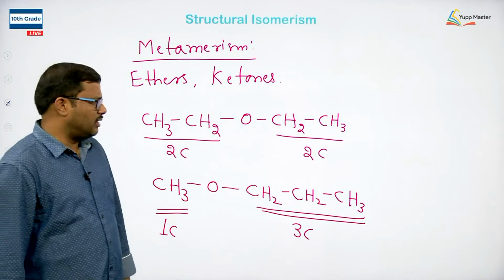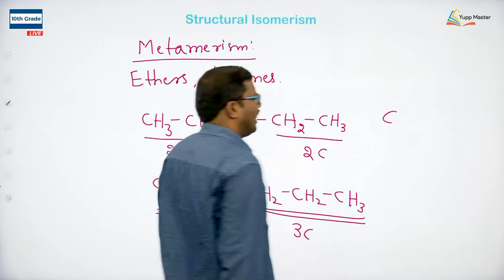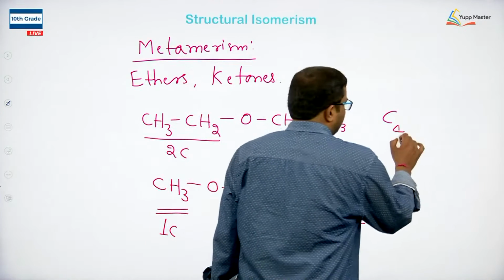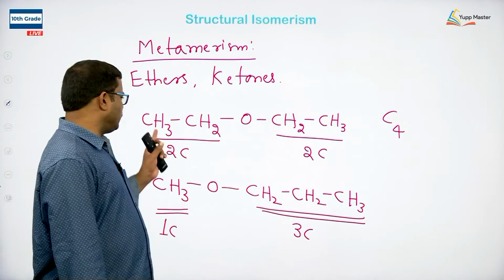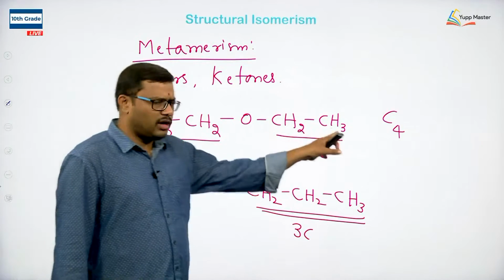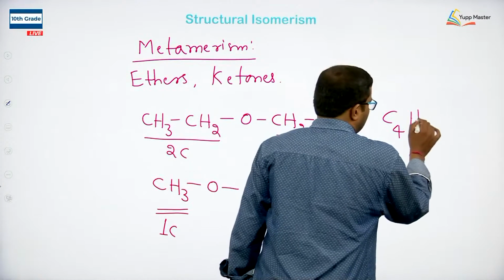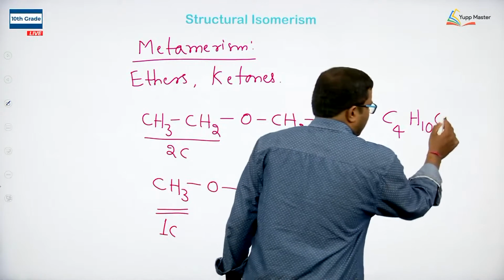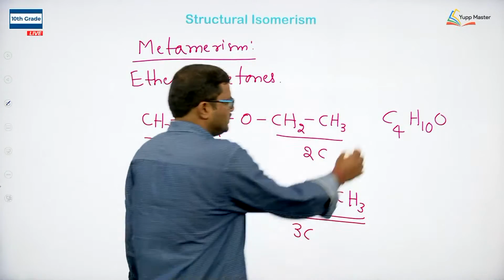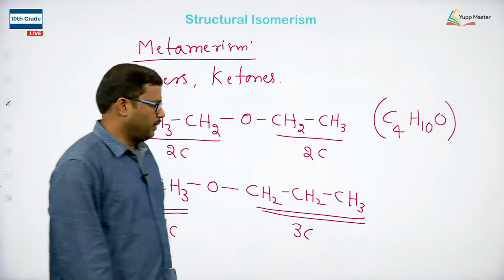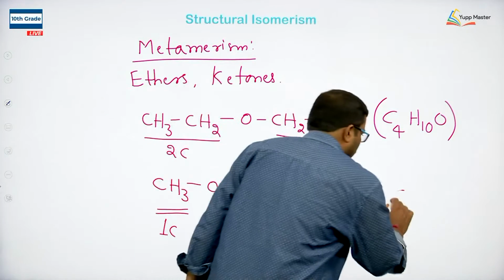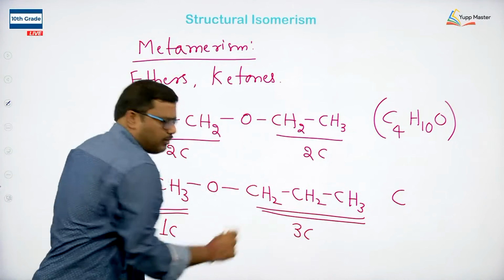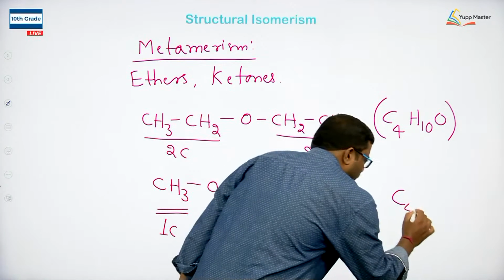If I write the chemical formula of this compound, 2 carbons on each side, total 4 carbons, so C4. For the hydrogen, this side we have 5 hydrogens and this side we have 5 hydrogens, so the total number of hydrogens is 10, so it is H10, and 1 oxygen atom, so I write it as O. Okay, this is the chemical formula of the first compound. Look at the chemical formula of the second compound. Here, this side we have 1 carbon atom and this side we have 3 carbon atoms. So 1 plus 3, 4 carbons are present.